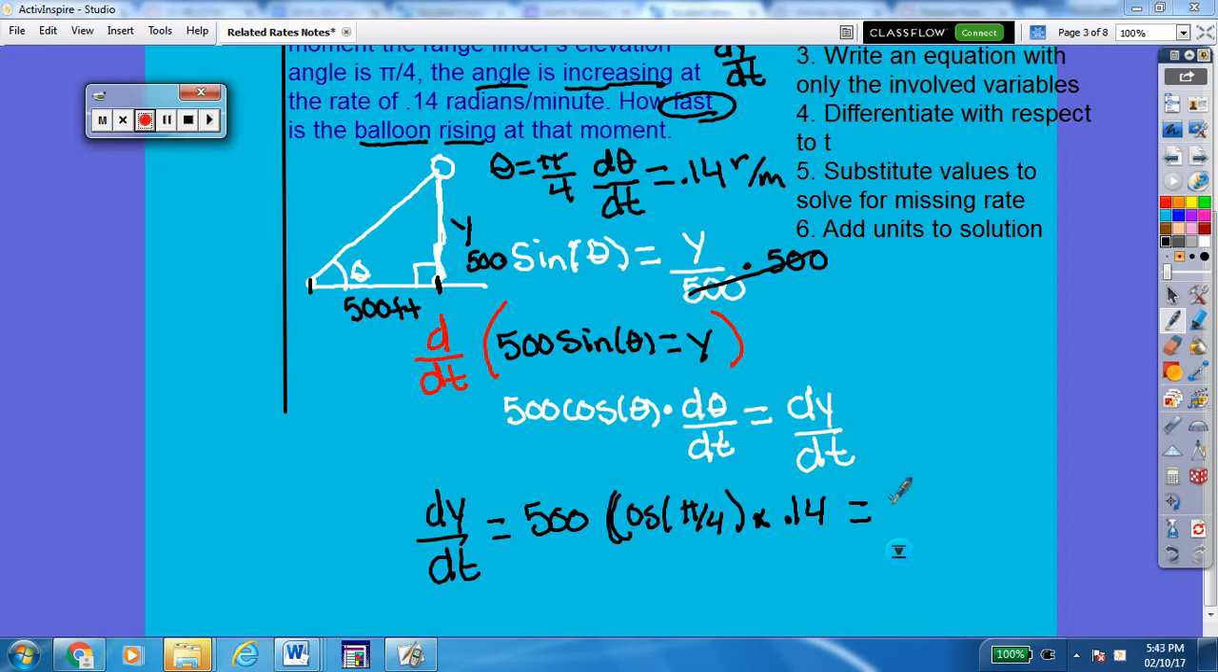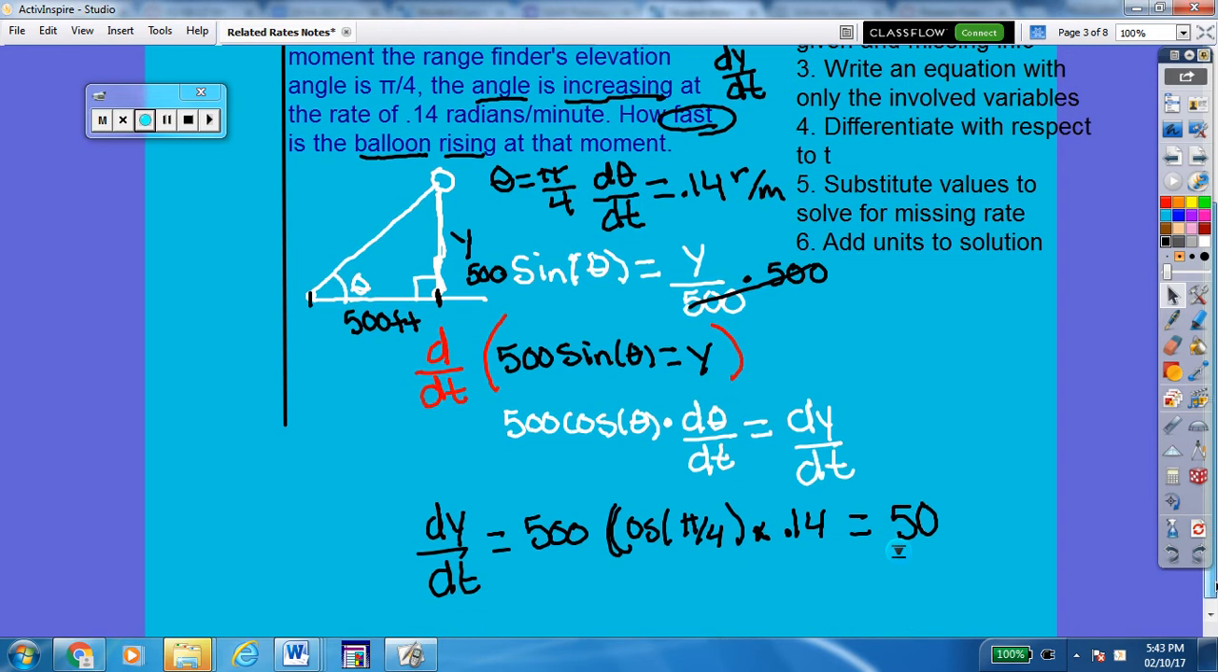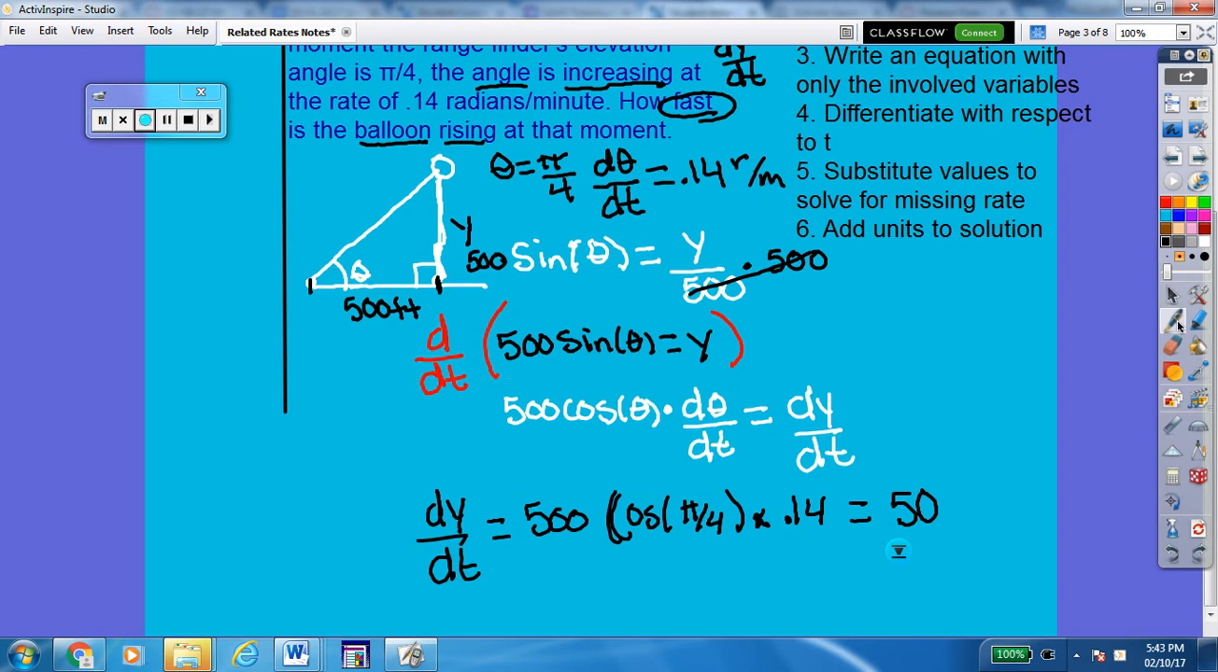And I did this on a regular scientific calculator, and I was able to get basically 50 as my answer. But I'm going to go back to my units and ask myself, all right, 50 was in terms of, let's see, scroll up a little bit so I can see that. It's feet. So that's going to be 50 feet per minute. And that's it.